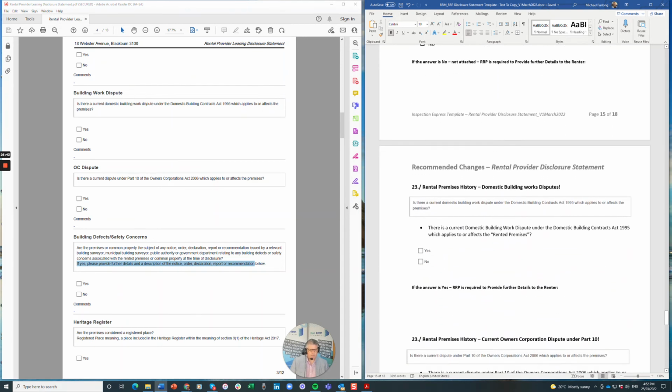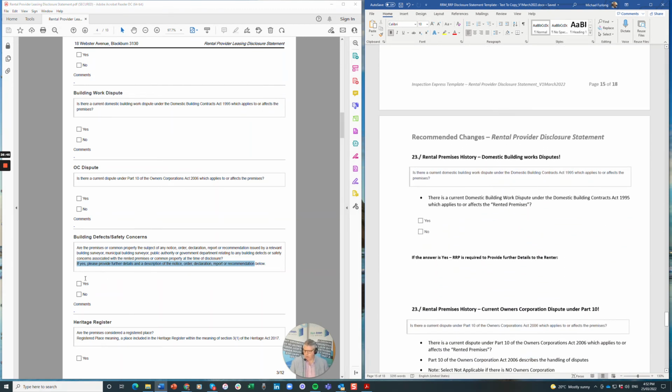Domestic building works inside of there. So instead of it being "there is there," it's "there is." So it's more making the statement. There is one. Rental premises, domestic building works disputes in there. Straightforward, yes, no. Current owners corp.